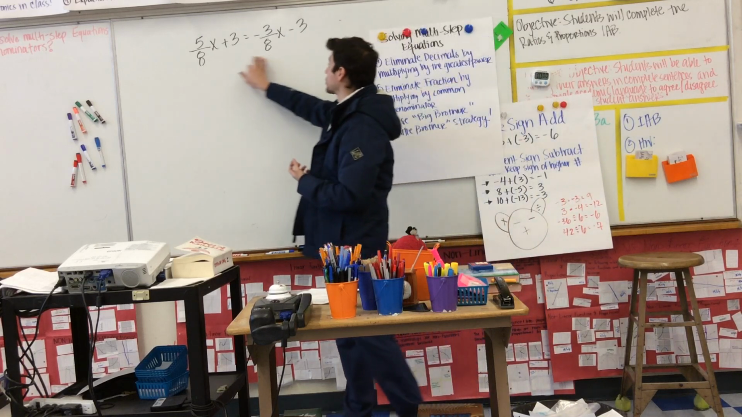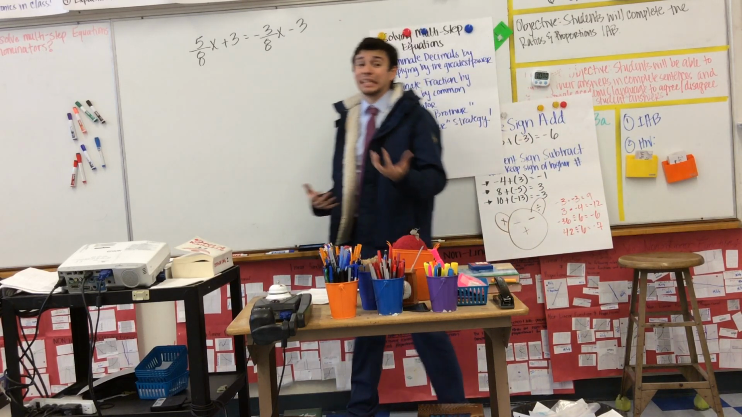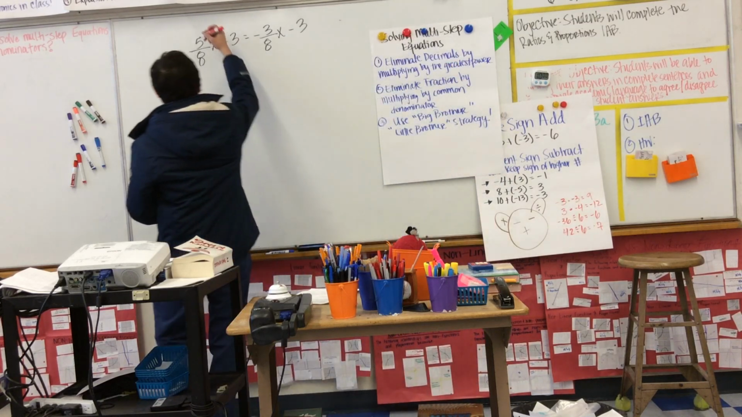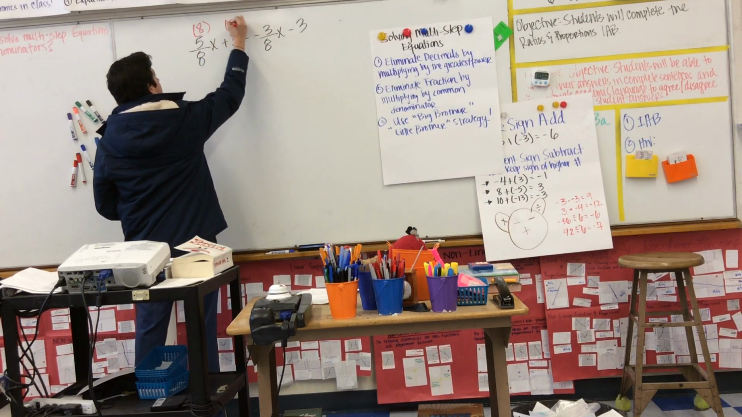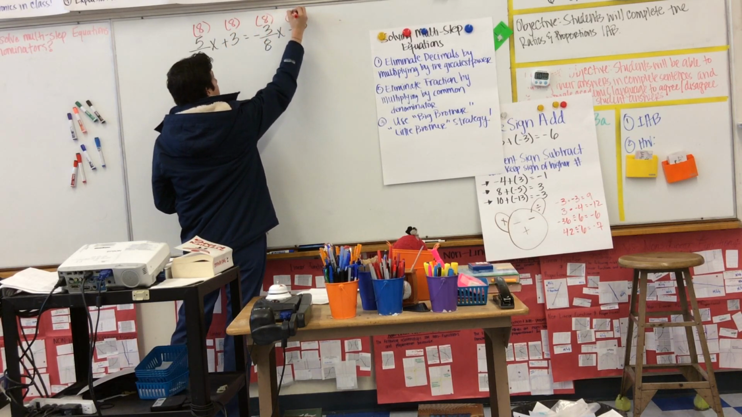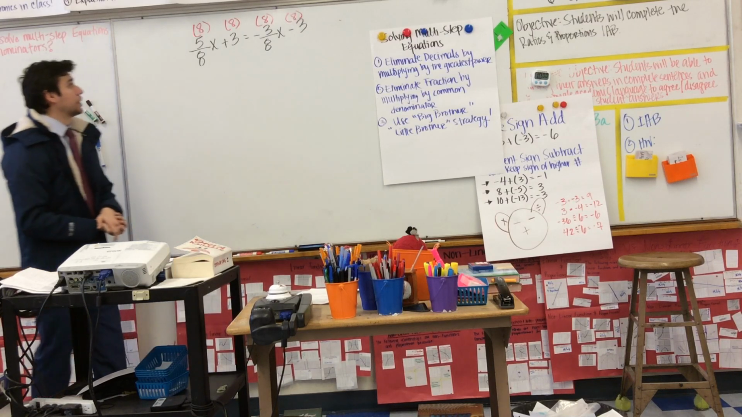First of all, do these fractions have common denominators? They do. They both have a denominator of 8. So let's multiply this by 8, this by 8. Everybody, not just one of them, everybody. It's like the decimal ones. Okay? So there you go.